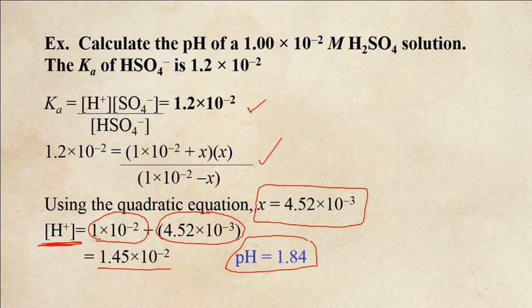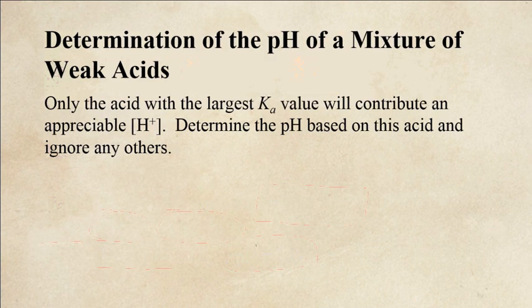So finally, determining the pH of a mixture of weak acids, essentially what you need to know here is only the acid with the largest Ka value needs to be considered, because it's going to contribute by far the largest quantity of hydrogen ions, and therefore it's the only thing contributing an appreciable amount of hydrogen ion to the solution. Anything else from a weaker Ka is going to give a value that doesn't influence sig figs. So anyway, you'll focus on the pH of the most acidic substance, or the largest Ka, and ignore the others.